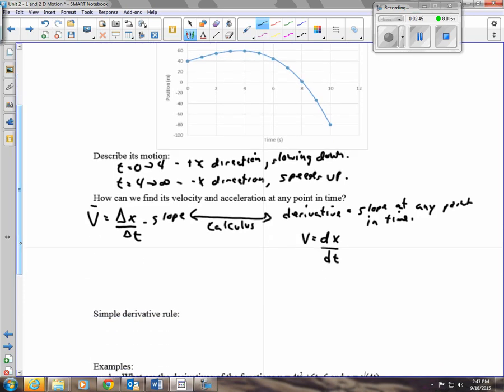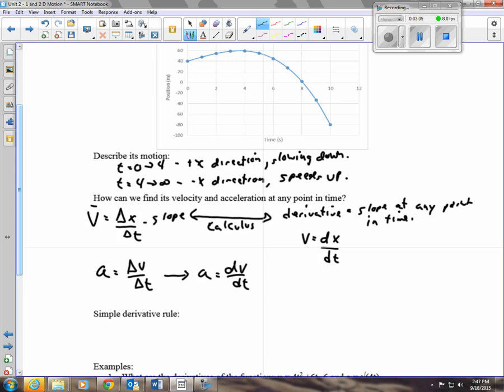And acceleration has been delta v by delta t. If it's constant, the slope is always going to be a straight line. The slope is going to be constant. That's not going to be true anymore. So the acceleration we're going to find by doing dv divided by dt.